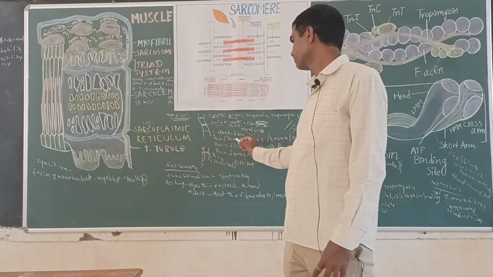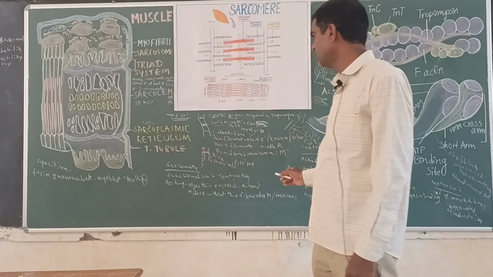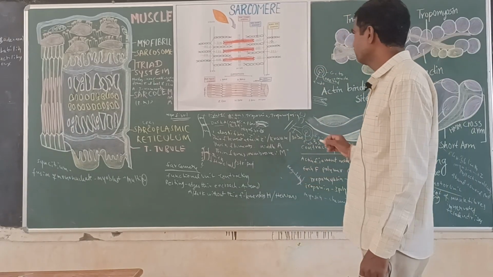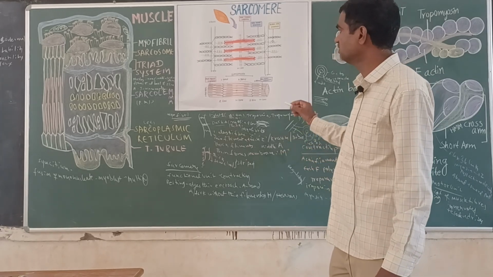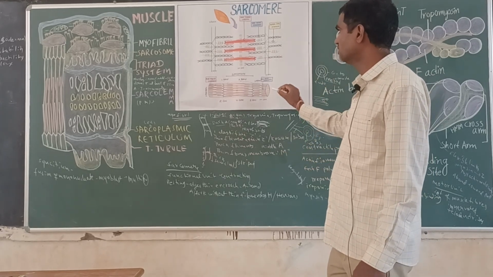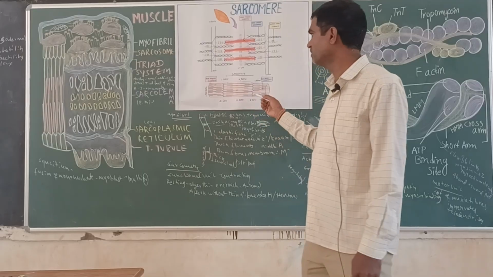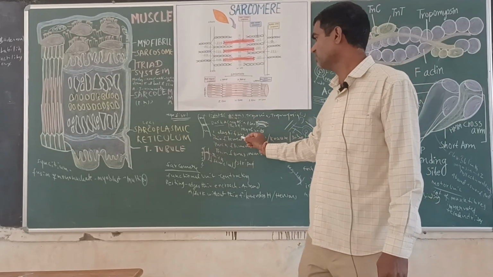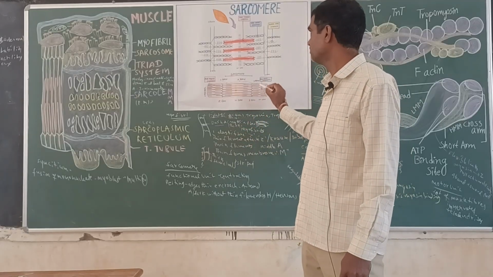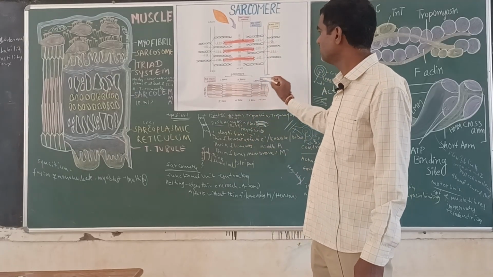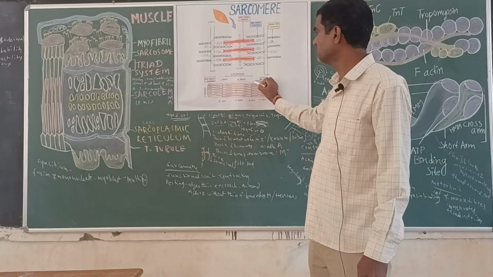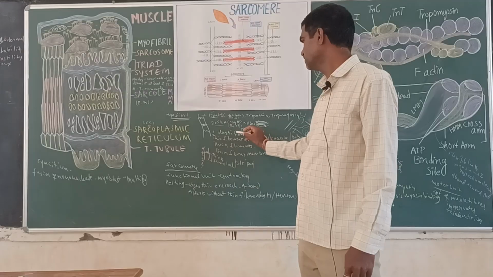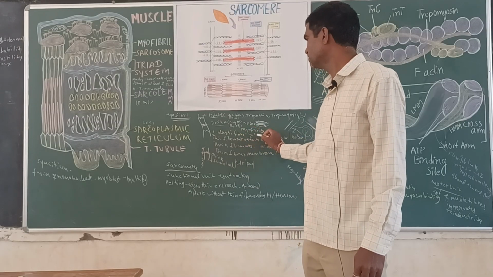Now see here, the I band is there. The I band contains elastic fibers. So this is the diagram of the sarcomere, where the I bands are and where the A bands are. Just have a look here now. I bands are present here. The I band is called the isotropic band. And the I band contains elastic fibers.